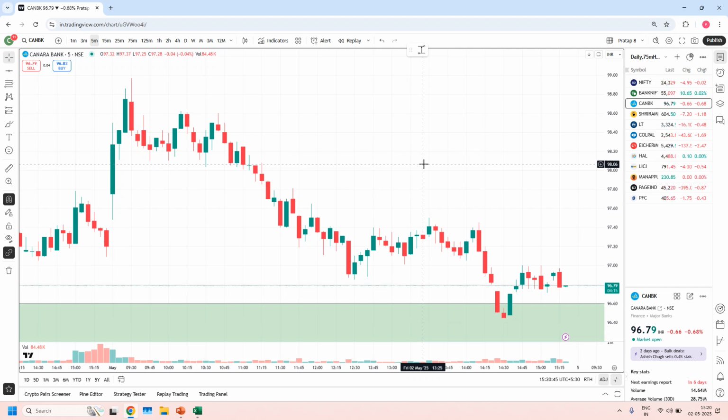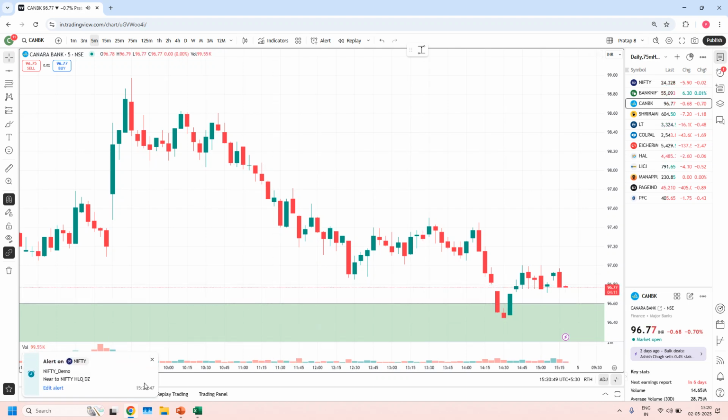See, the moment you set the alert, you just relax. You can simply sit and relax. See, now you got the alert. You got a beep sound. Have you noticed here? Alert, Nifty, Nifty demo, near to Nifty HLQ demand zone. Of course, there is no HLQ demand zone. It is a dummy alert, demo alert.